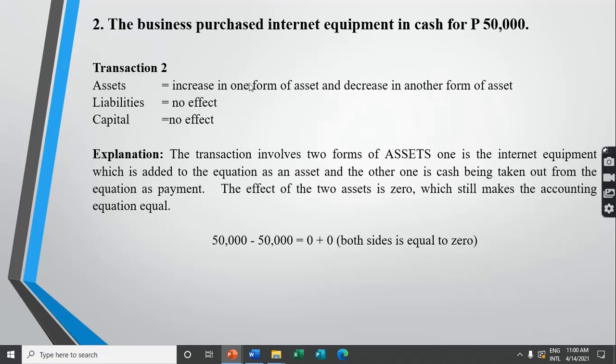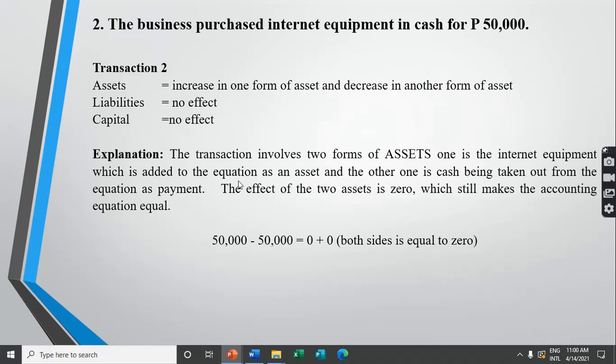Now, sa liabilities is walang effect kasi hindi mo naman siya inutang yung pinurchase mo internet equipment, tama? Okay, sa capital naman, wala ding effect kasi hindi ka naman nag-invest dito sa capital. Tama? Okay, hindi naman in-state na in-invest mo yung internet equipment. Okay? So that is the effect of the transaction sa accounting equation.